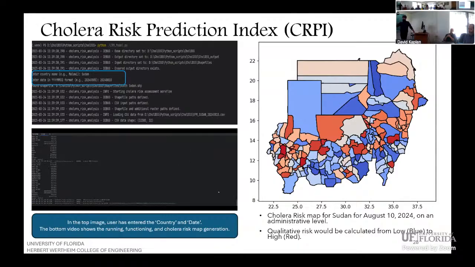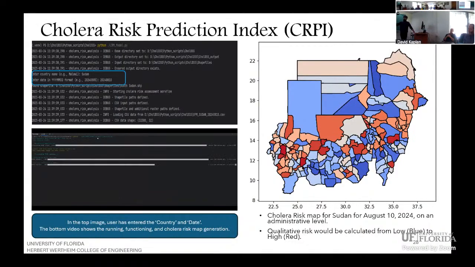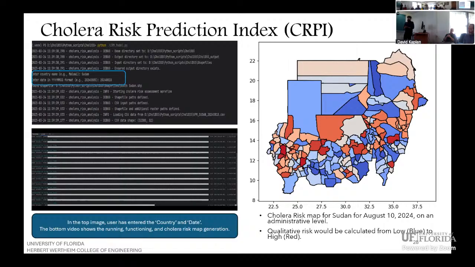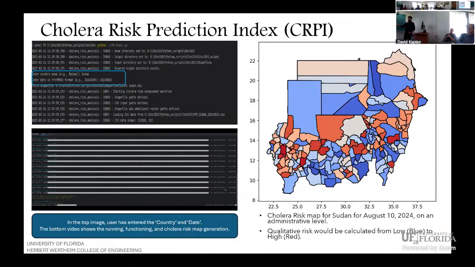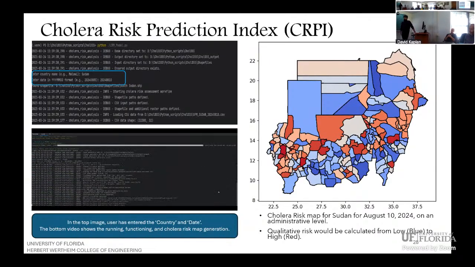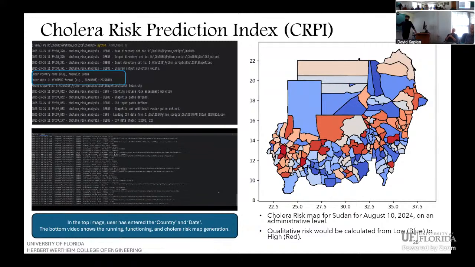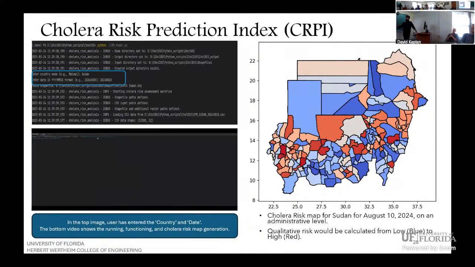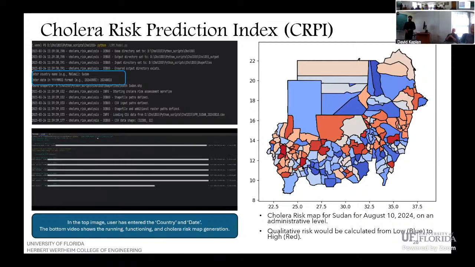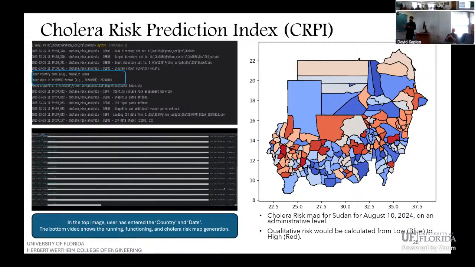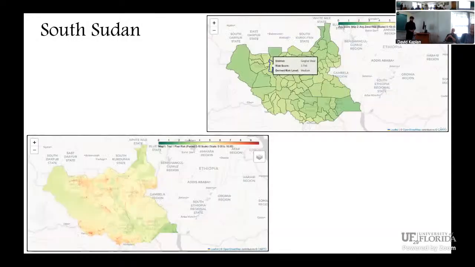This was generated for August 10, 2024, and it was verified that a month after August 10th, 2024, there was an outbreak there. Qualitative risk has been calculated over there. So blue means low risk and red means high risk areas. This is what our risk prediction is. It was further enhanced using the Leaflet library so that it can become more user friendly and interactive as well.